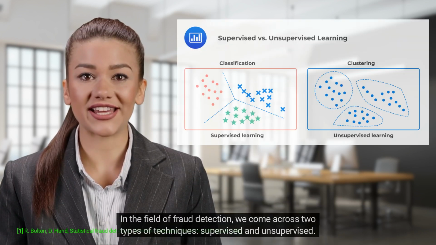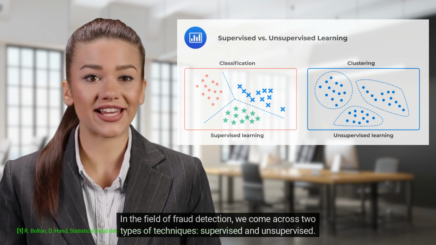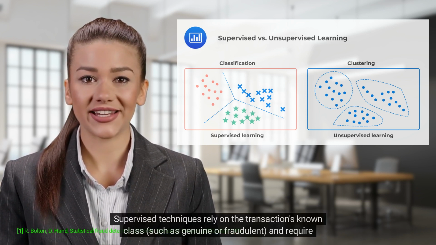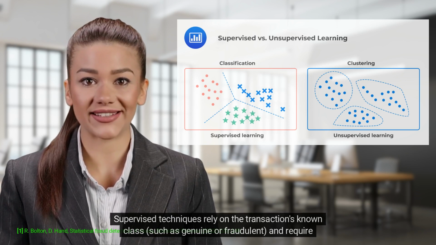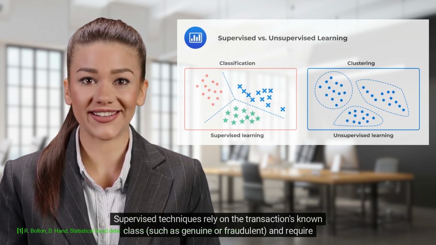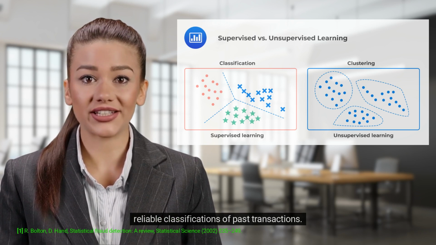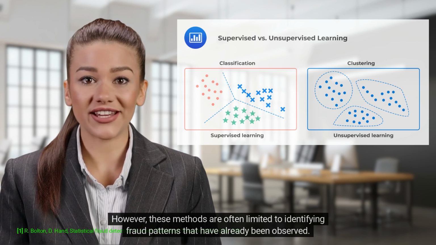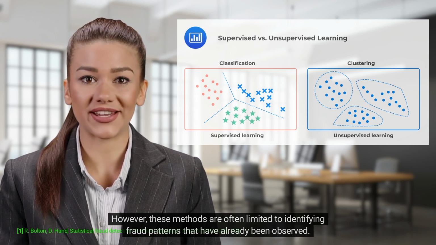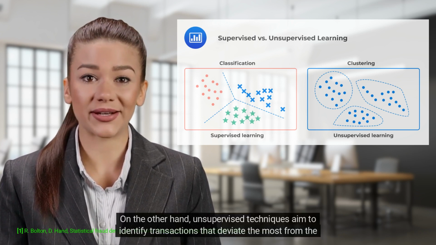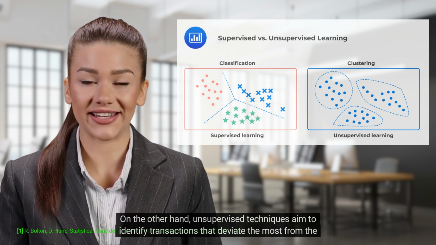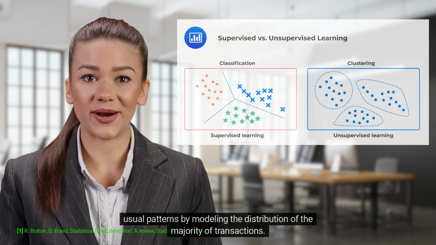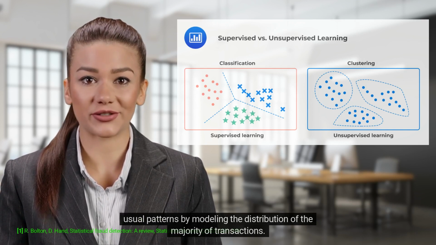In the field of fraud detection, we come across two types of techniques: supervised and unsupervised. Supervised techniques rely on the transaction's known class, such as genuine or fraudulent, and require reliable classifications of past transactions. However, these methods are often limited to identifying fraud patterns that have already been observed. On the other hand, unsupervised techniques aim to identify transactions that deviate the most from the usual patterns by modeling the distribution of the majority of transactions.